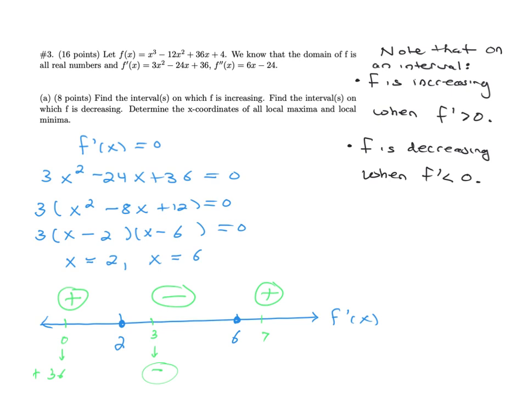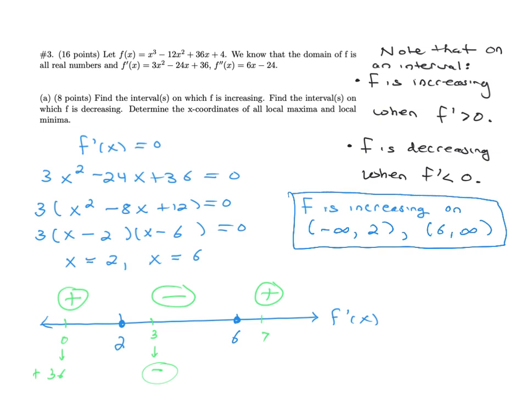So where is f increasing? I'll say f is increasing on the intervals where the derivative is positive, which is here and here. So I'll say on the intervals from negative infinity up to and not including 2, and also from 6 to infinity. So here's part of our answer. Where is f decreasing? F is decreasing on the interval where the derivative is negative, which is here from 2 to 6.